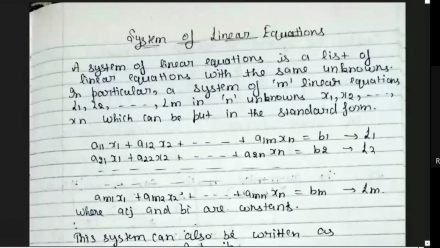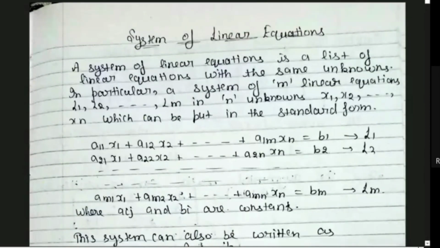We will start from the system of linear equation, and if time permits, then we will move towards the rank nullity theorem. Firstly, a system of linear equation is a list of linear equation having the same number of unknowns. In particular, a system of m linear equations, say L1, L2, and so on Lm in n unknowns, that is x1, x2, and so on xn, can be put in the standard form.